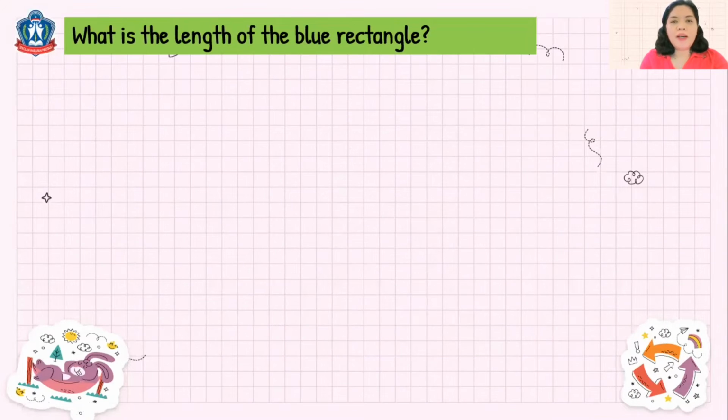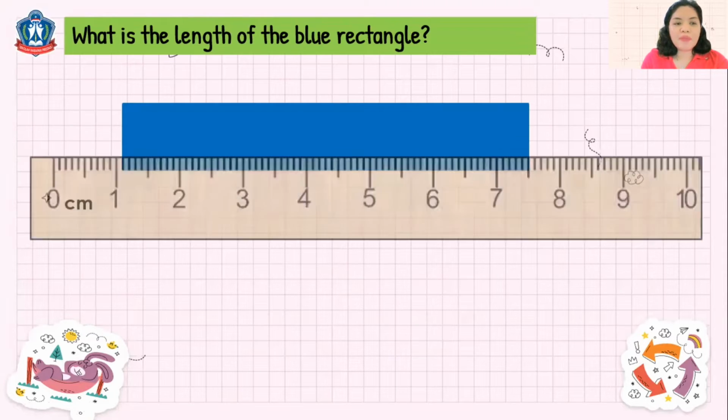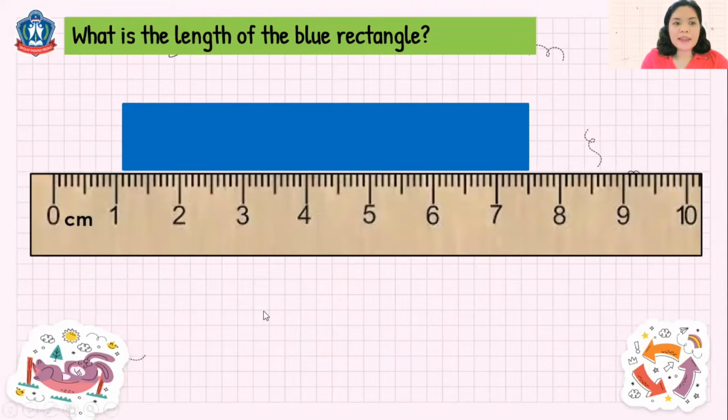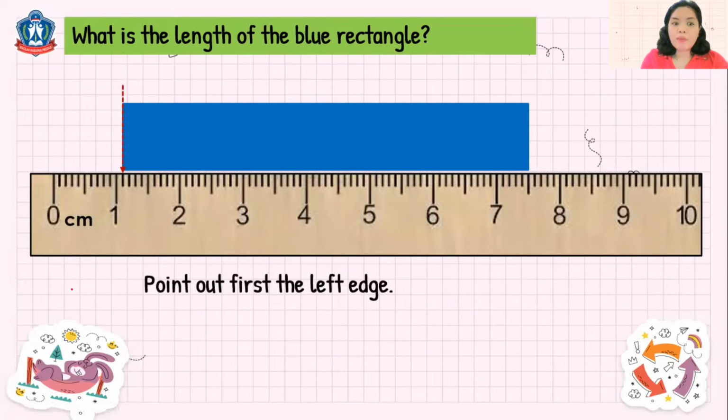So how about this one? Let's measure the length of this blue rectangle. Take a look. Our blue rectangle, children, is not starting from 0. So how are we going to measure if an object is in the middle of the ruler? These are the steps. Point out the left edge of the blue rectangle. So this is around here, and this is 1.1 centimeters, right? So this is 1.1 centimeters.